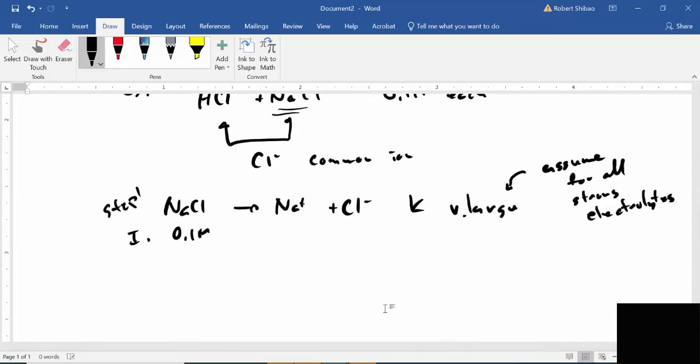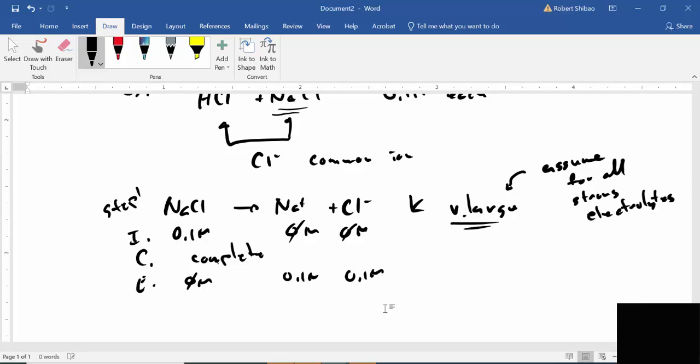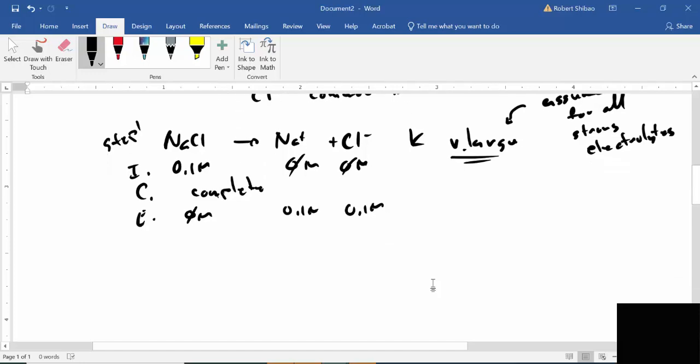Okay, so initially we have this. We'll just assume none of it's dissociated, and the change is going to be complete. So we end up with 0 molar, 0.1 molar, 0.1 molar. We just say we have complete change because our K value is very large. Okay, then we'll go on to step 2. Step 2 will just drop down the common ion. So step 2 will be HCl plus water, or Ka.